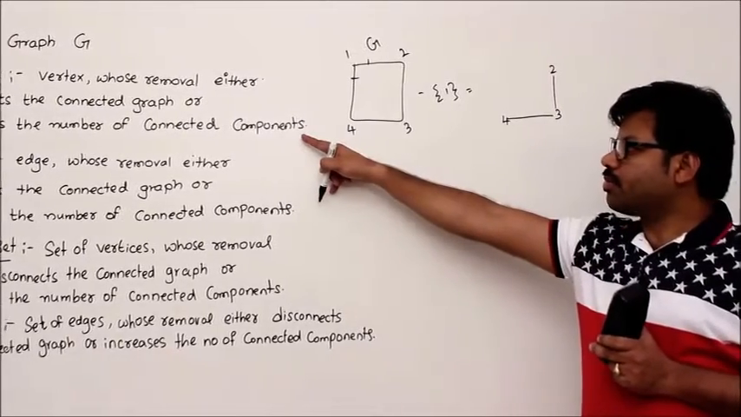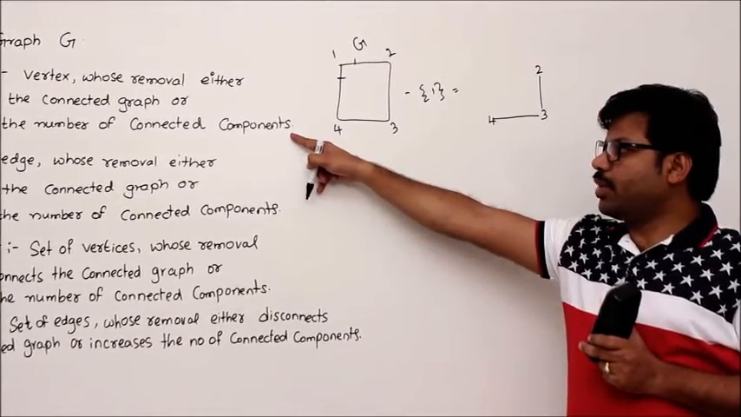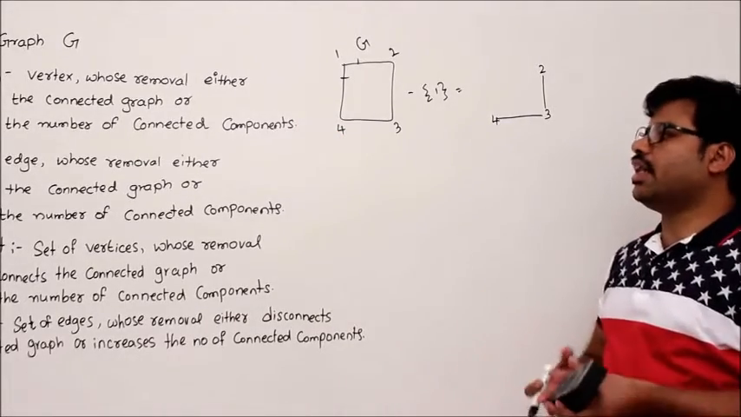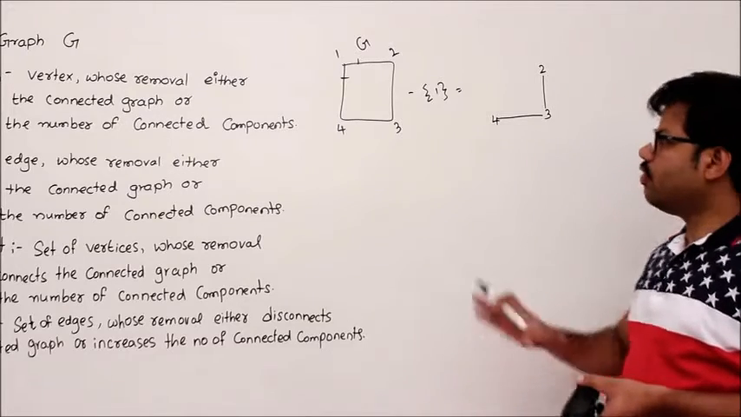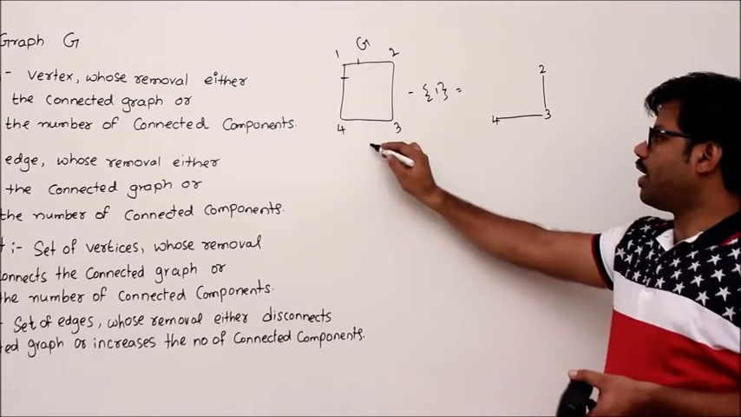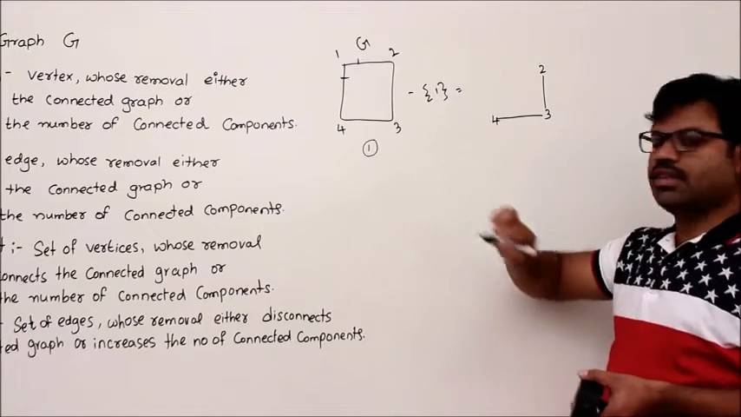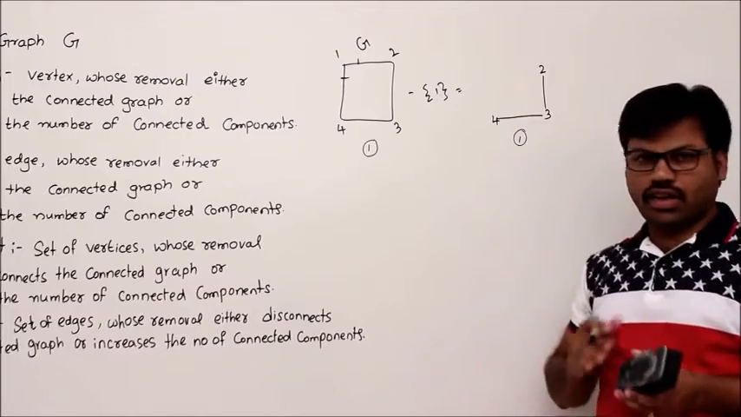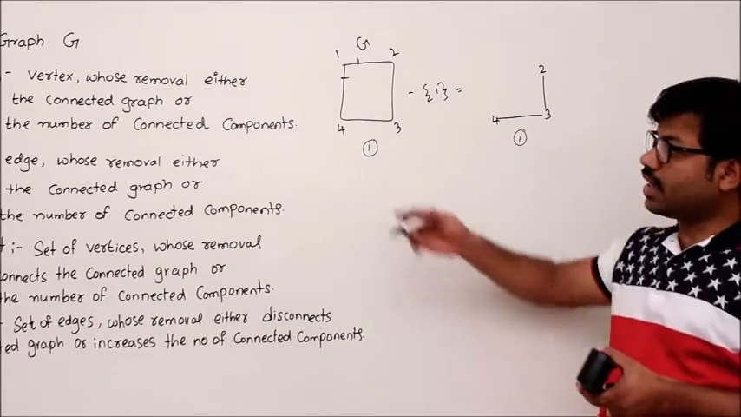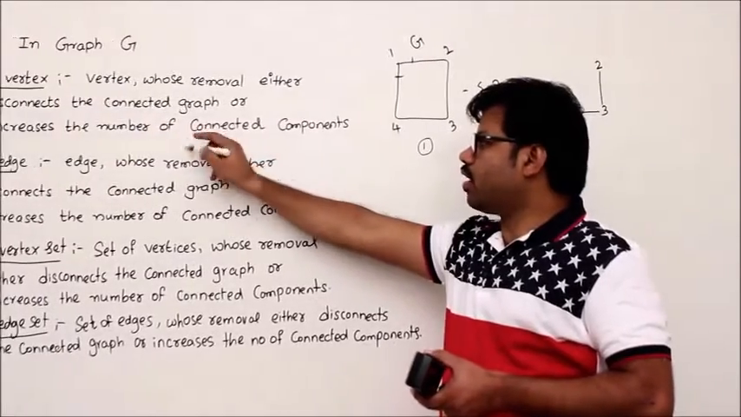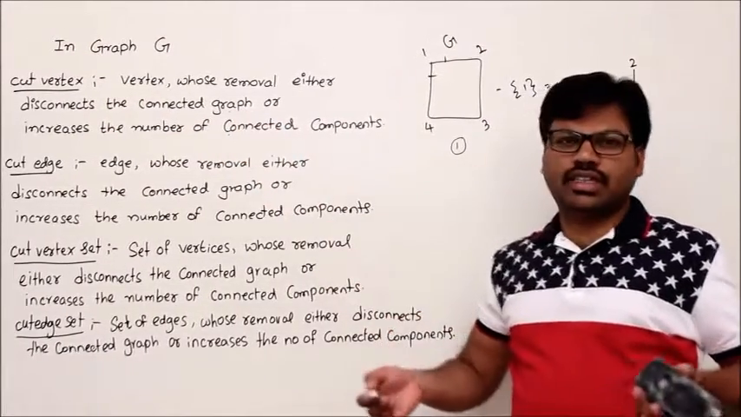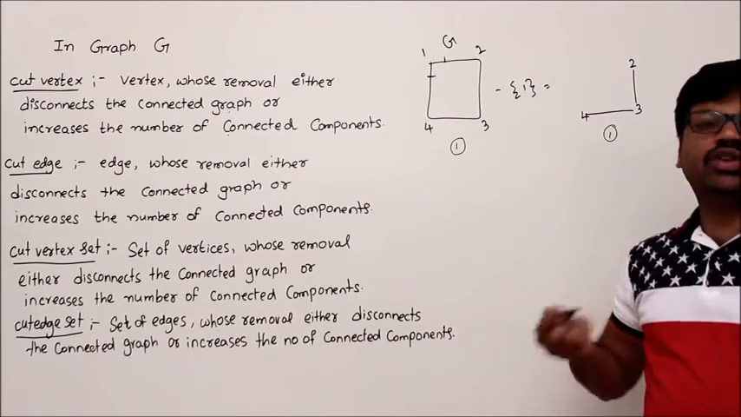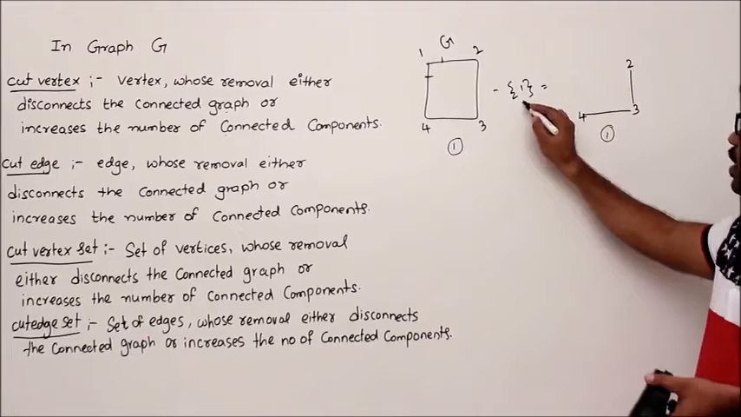When I do that, if it is really a cut vertex, what happens is it either disconnects the connected graph or increases the number of connected components. For example, in this problem, the number of connected components was 1, isn't it? Now if I remove vertex 1, again the number of connected components is 1, right? They are not increased. Then what about the second case? Either the number of connected components should increase, otherwise the graph should be disconnected. This is a connected graph, the previous one was also a connected graph, right? So there is no disconnection. That means this is not a cut vertex.